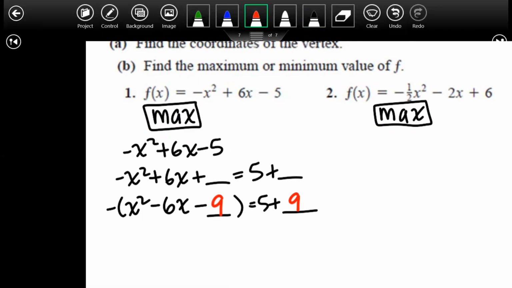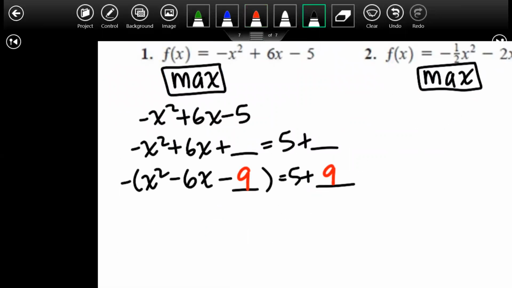Are we okay with that? Okay. In this case, I think we're subtracting, guys. I think we've got to subtract it. Nope, we're adding it. I'm just kidding. We're adding it. We're fine. Simplifying this out, we're going to get negative x minus 3 squared.